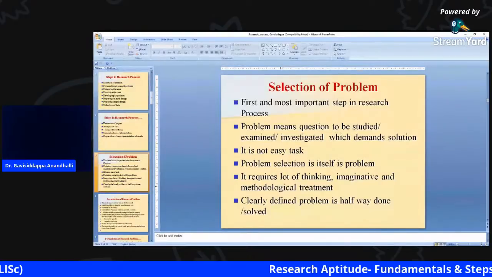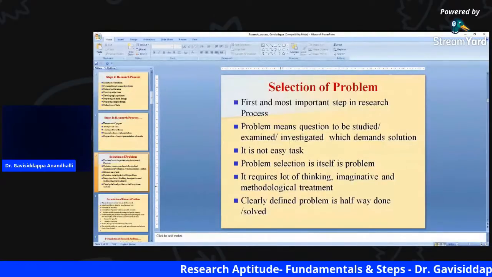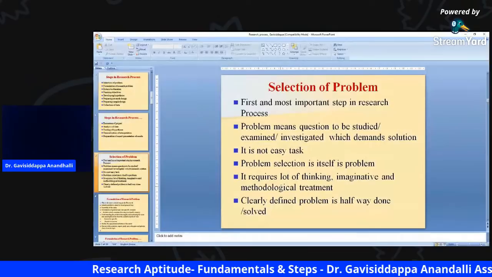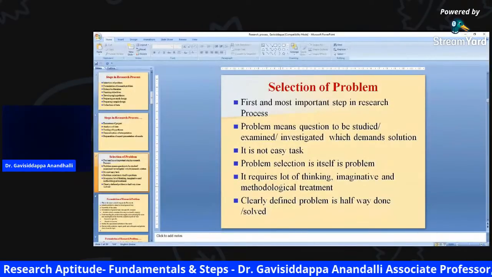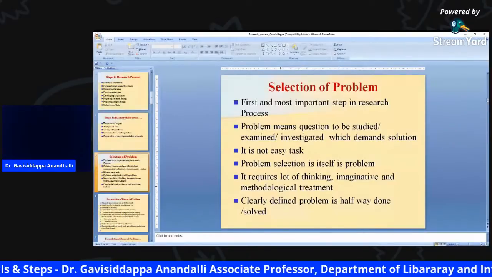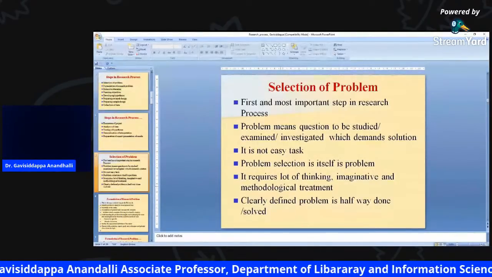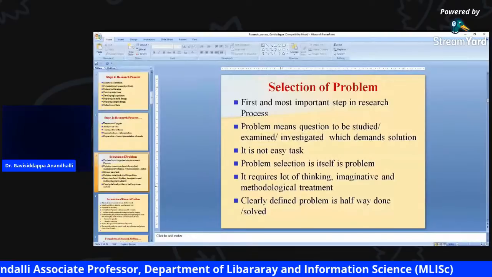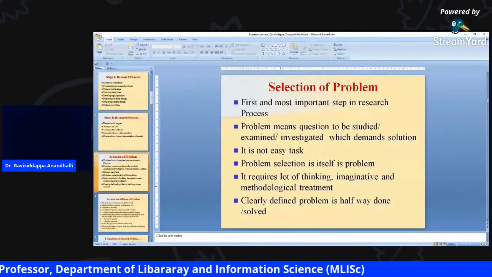So let us discuss one by one. So first of the process, the first step in the research process is selection of the problem. Okay, in any kind of research, first and foremost step is the selection of the research topic.